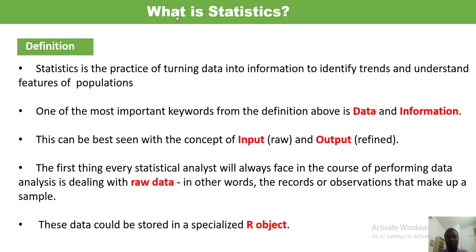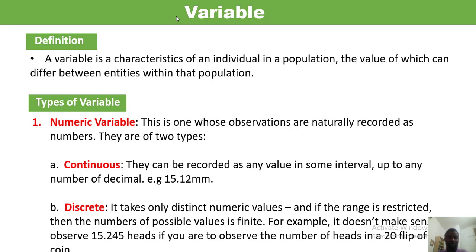So the first thing every statistical analyst will always face in the course of performing data analysis is dealing with the raw data. In other words, the records or observations that make up a sample. Now this data could be stored in a specialized R object, and then talking about variable, which we have done and treated extensively well in one of the previous videos on how you can create variables in R.